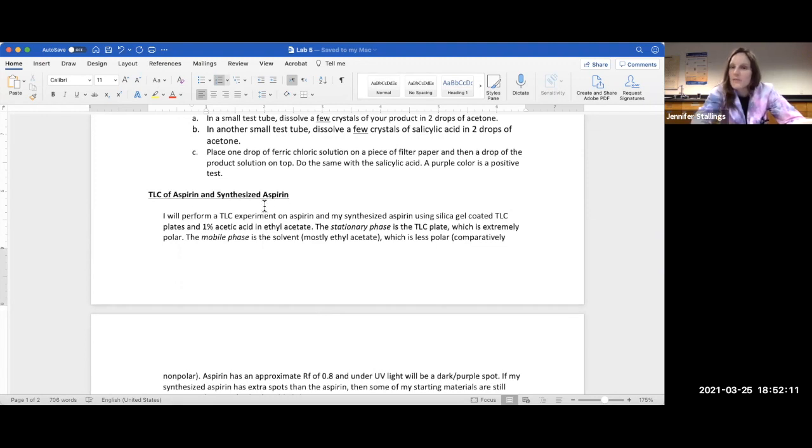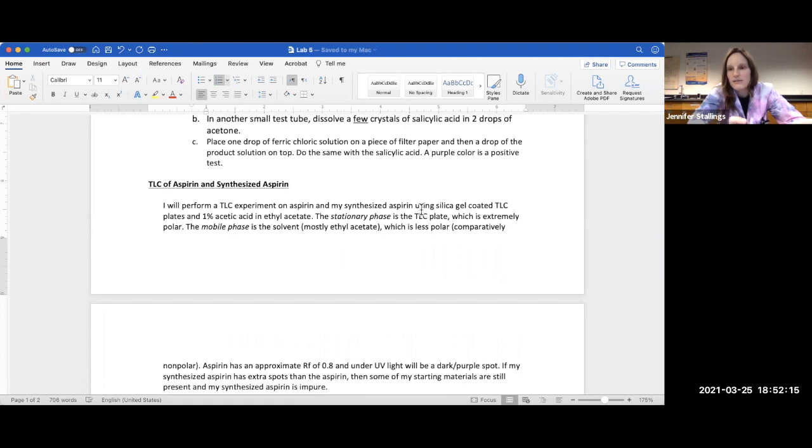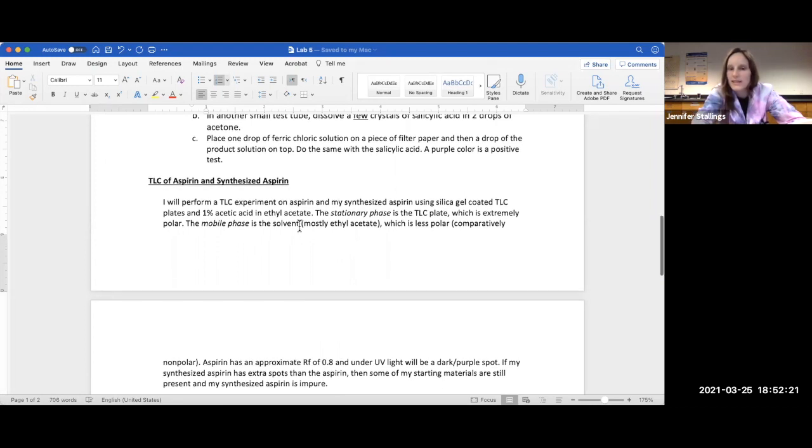And then I'm going to run a TLC plate of regular aspirin and then my synthesized aspirin product. So I'll be using the silica gel coated plates. And I'm also going to use 1% acetic acid and ethyl acetate.